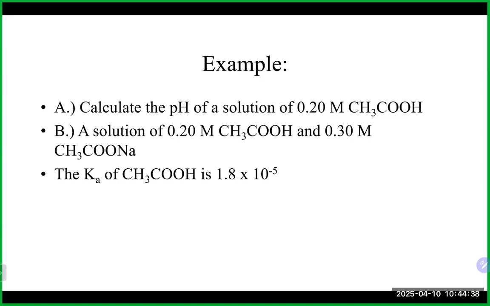So let's take a look at a couple of these. We'll start with the first one. Calculate the pH of a 0.2 molar acetic acid solution. So just start with part A. The Ka value is given here, 1.8. So let's take a look at part A. We have 0.2 molar acetic acid, and we have the Ka value given to us. So really for part A, this is just a weak acid problem.